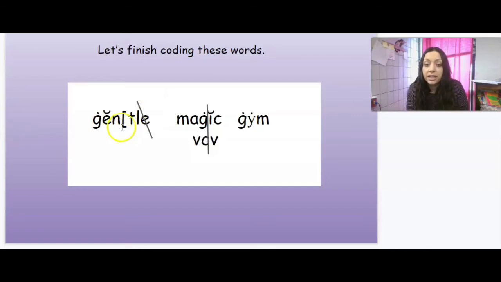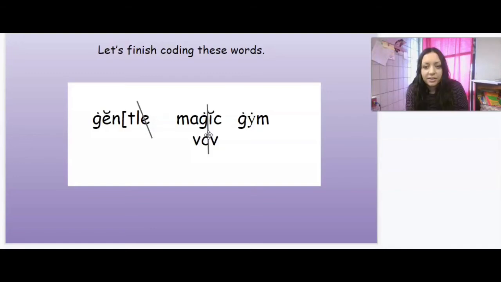Well, in the first one, the first thing that we see is that final syllable TLE. So I put my bracket up, and always in my final syllable, that E is silent. So I'm going to cross it off. And then I have the E behind the G, so I know it's going to be soft. And then I have the E in front of the N, so gentle.